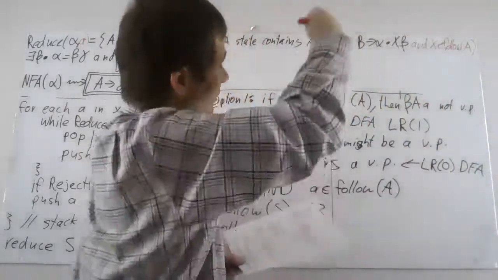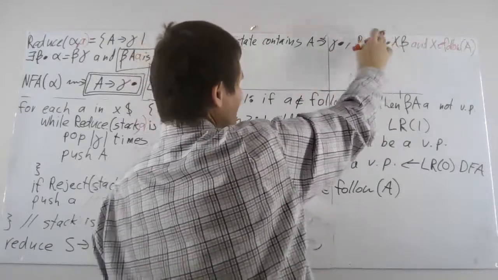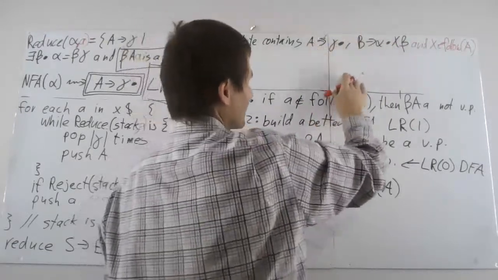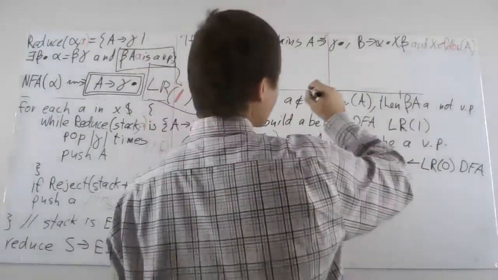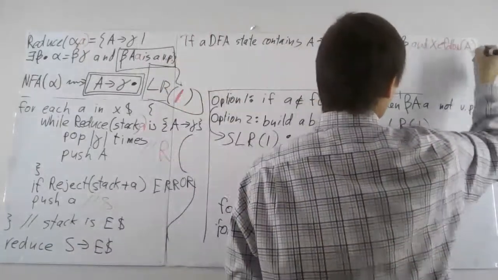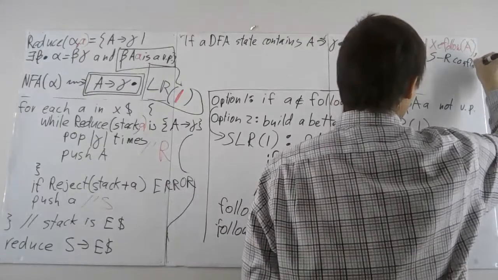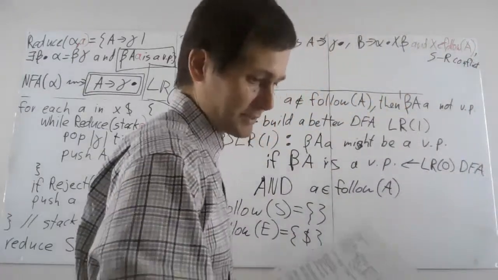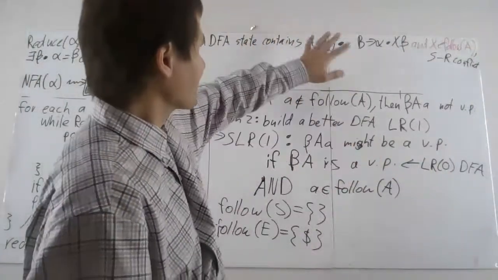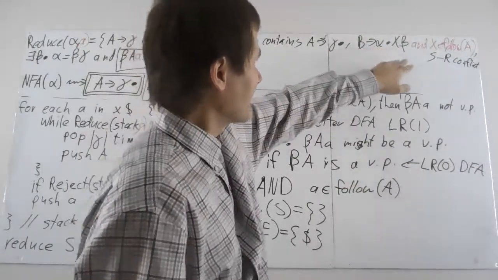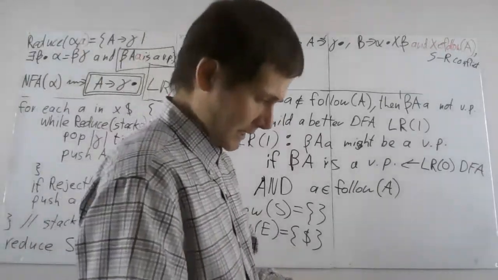So we would only reduce if that next input symbol that's coming is in the follow set of A. So that extra condition prevents the shift reduce conflict in some cases. Okay, and so the LR0 parser doesn't have the extra condition, and so it might have a conflict, but the SLR1 parser will have a conflict in fewer cases.